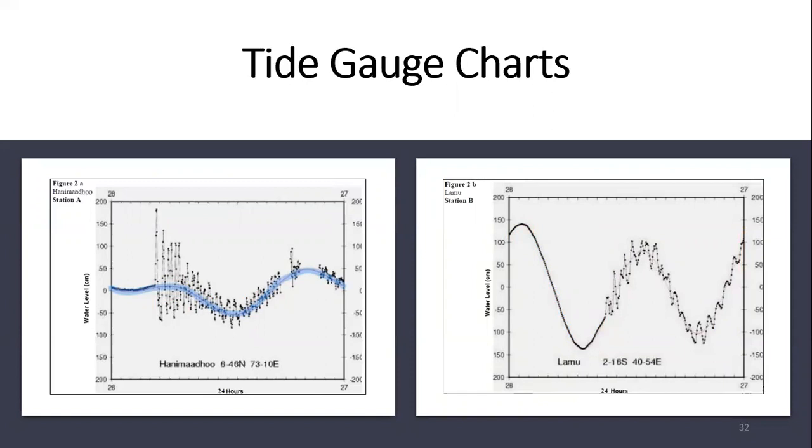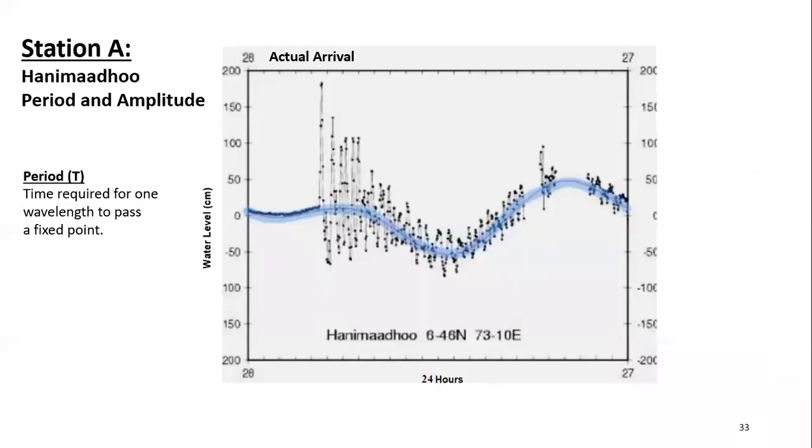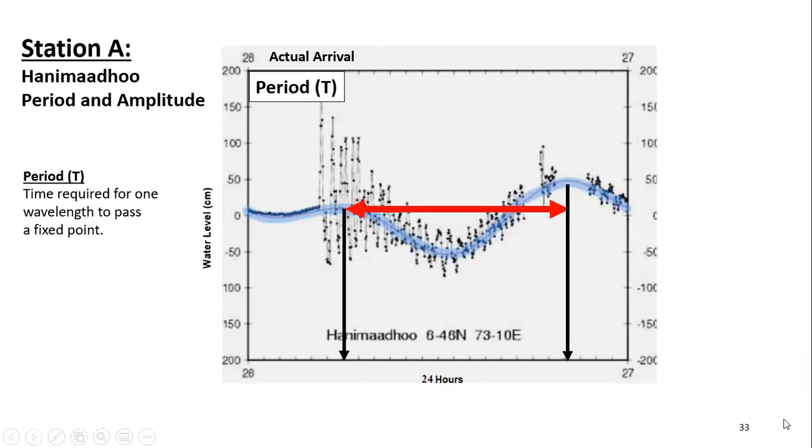Next, you will determine actual versus predicted tsunami arrival times, as well as calculate period and amplitude. First, we will measure the period of the ocean tide. Period is the time it takes for one wavelength to pass a fixed point. By measuring the time of the wavelength, you can determine the period. At the Hanamaru tide gauge, period, or T, is approximately 14 hours.